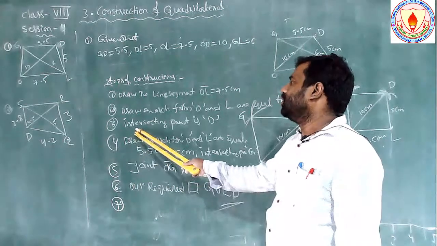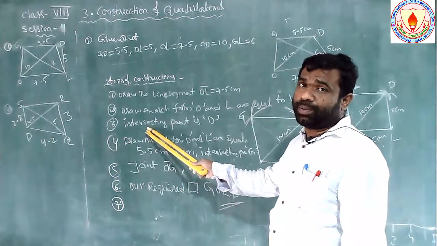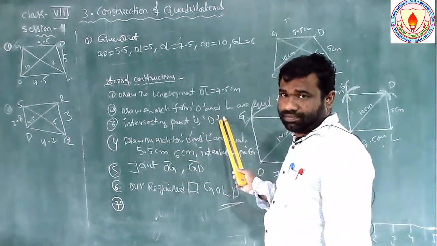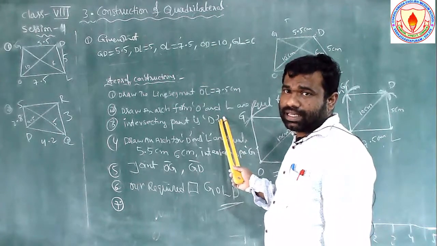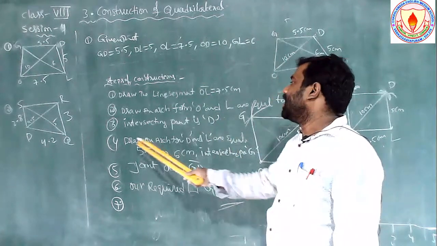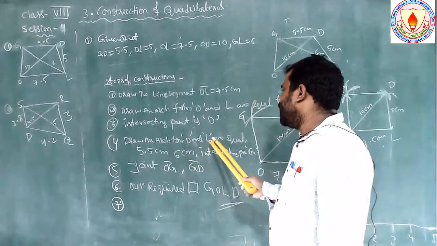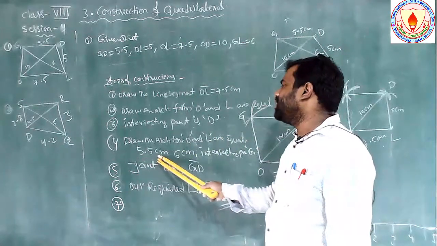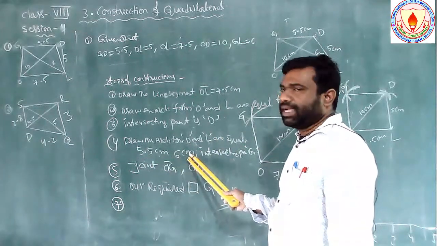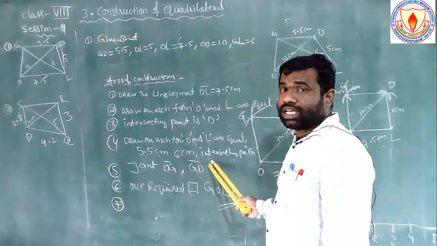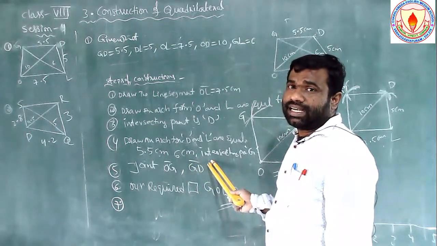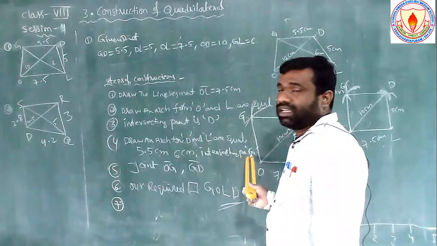And third, the two arcs are intersecting at one point. That point is named D. Next, draw an arc from D and L with 5.5 centimeters and 6 centimeters. Again, these two arcs will intersect at a point. That point is named G.